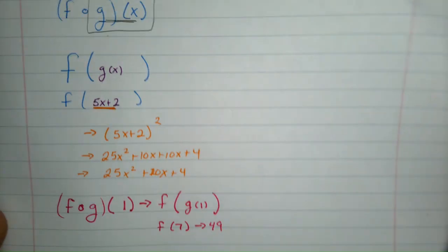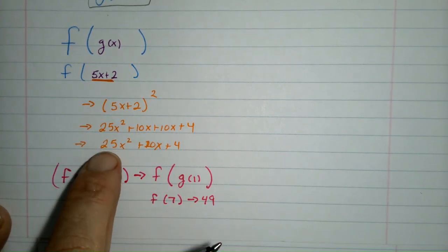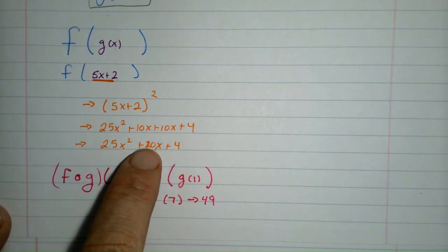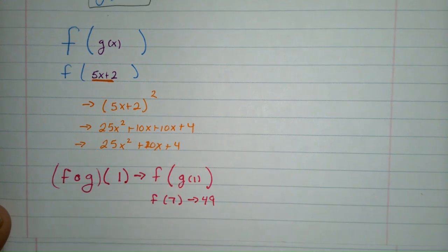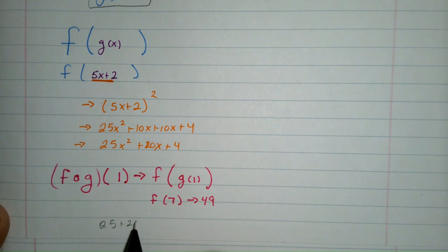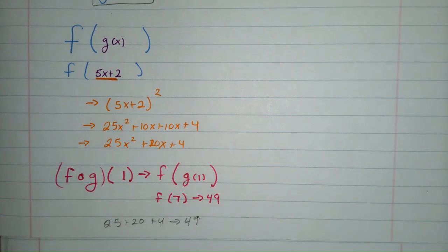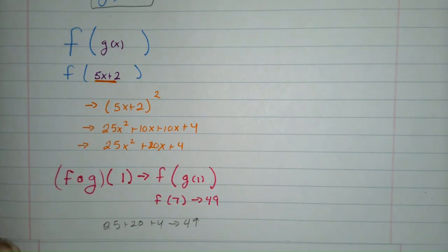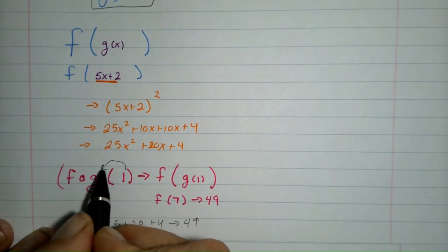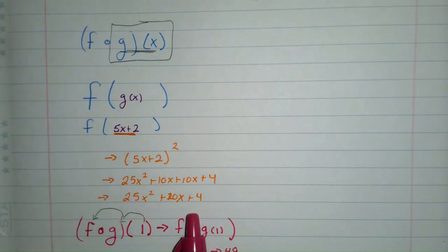Or I could come up here and go, okay, well, I'll put 1 into here. 25 times 1 squared plus 20 times 1 plus 4. That would be 25 plus 20 plus 4. Hey, that's also 49. So when they give you a number, you can put 1 into g and g into f. That's perfectly okay. When they give it to you with a variable, you have to give a variable in your answer.